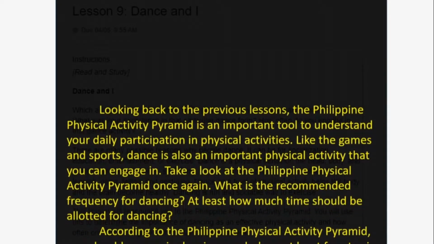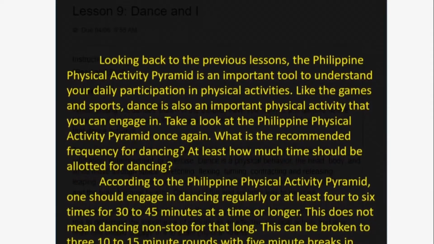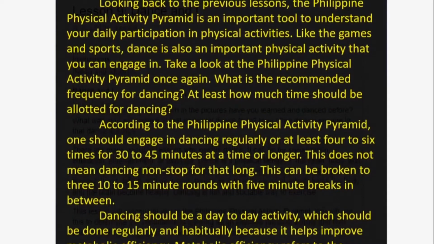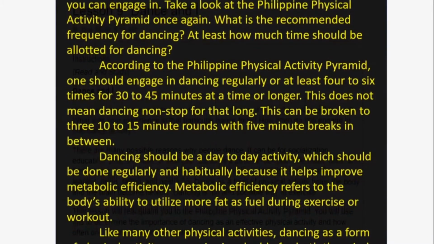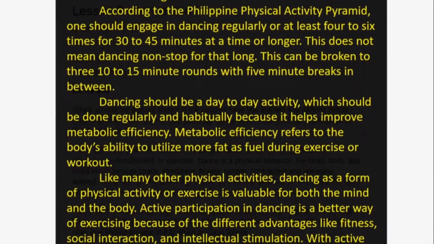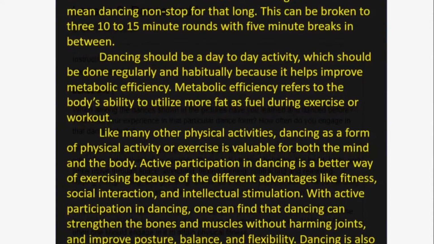What is the recommended frequency for dancing? At least how much time should be allotted for dancing? According to the Philippine Physical Activity Pyramid, one should engage in dancing regularly, or at least 4 to 6 times for 30 to 45 minutes at a time or longer. This does not mean dancing non-stop for that long. This can be broken into three 10 to 15-minute rounds with 5-minute breaks in between.